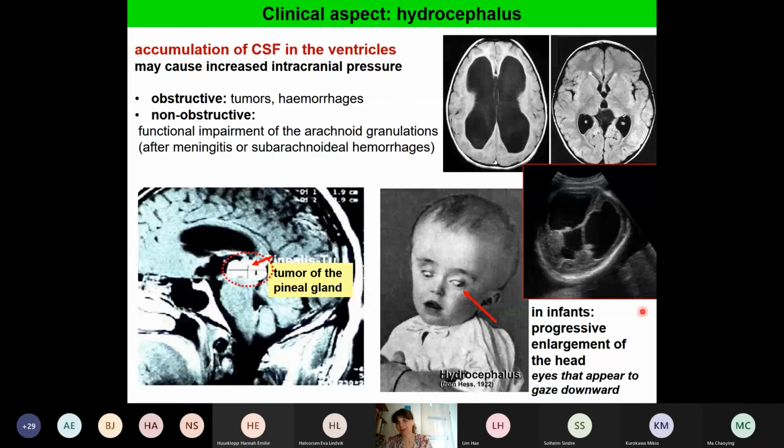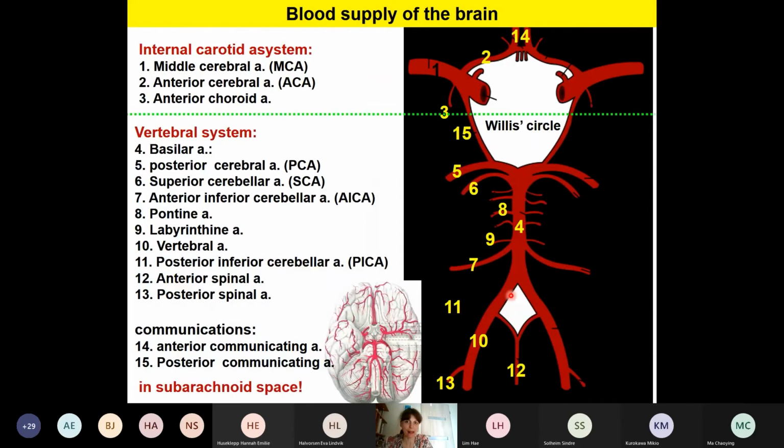In adults, it will lead to an increase of the intracranial pressure, but in children, the head can be enlarged, and then you will see this typical shape of the head, the progressive enlargement of the head in case of hydrocephalus. Okay, let's go further to the blood supply of the brain.